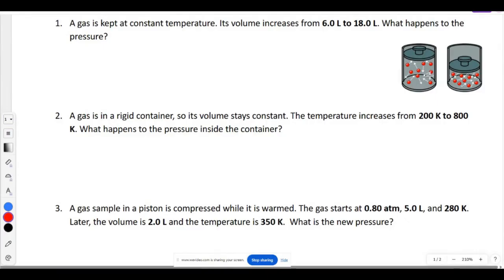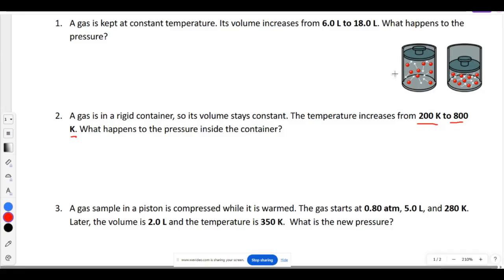All right, number 2, I'm going to use this same little container. This is pressure and temperature. Now, this is not an inverse relationship where if one goes up, the other goes down. This is if one goes up, the other goes up, and that's the same for temperature and volume. So both of those, if one goes up, the other goes up by the same amount. All right, so here we go. The temperature increases from 200 to 800 Kelvin. What happens to the pressure inside the container?